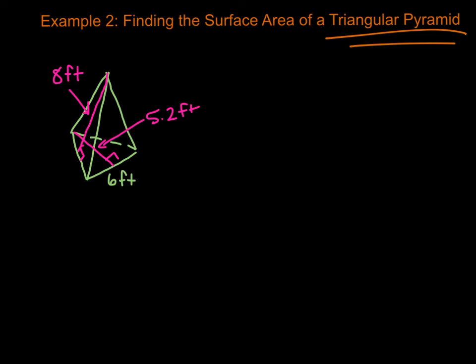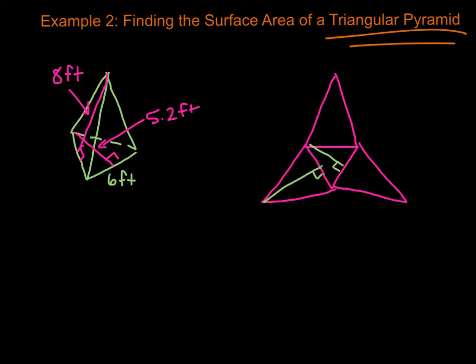So let's look at this if we were to put it as a net. So this is what you would be seeing, and this height is going to be your 8 feet because it's the one that's on the side. The one that's on the base will be right here. It will be the 5 2/10 feet, or 5.2 feet. And then the base of your triangle right here is going to be the 6 feet that they showed here. So we have all of our established measurements.